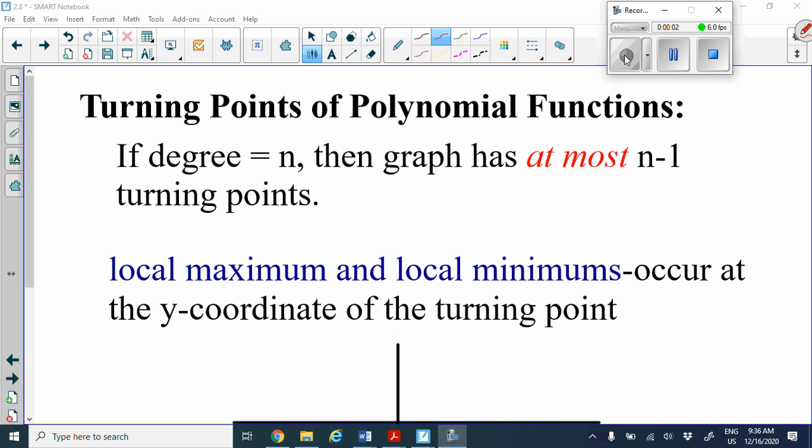Hey guys, so here's part 3 of the 2.8 notes. Now we're going to use the information we learned about multiplicity and end behavior to actually sketch graphs of polynomials.